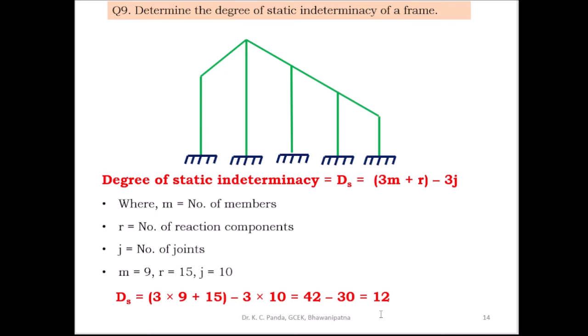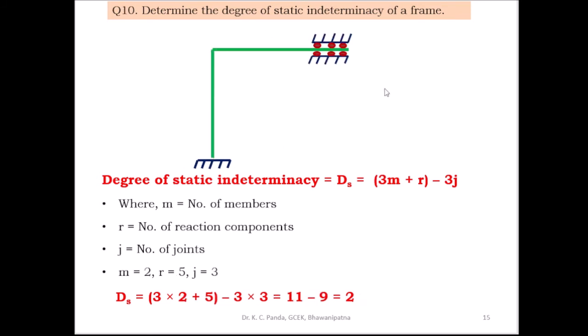Also you can find out using another approach, because this is the open configuration. So this is internally determinate, so DSI is equal to 0, and externally indeterminate. So DSC is equal to R minus 3. So it is 15 minus 3, this is equal to 12. Then the total degree of static indeterminacy DS is equal to DSC plus DSI. This is equal to 12 plus 0 is equal to 12. So DS is equal to 12.